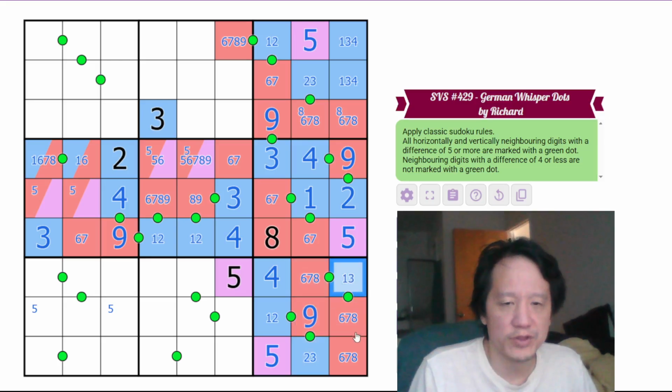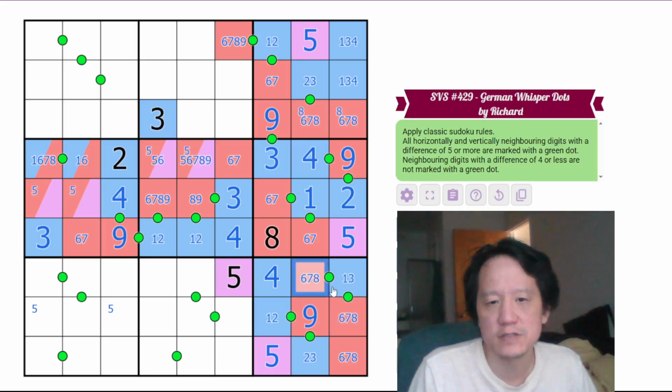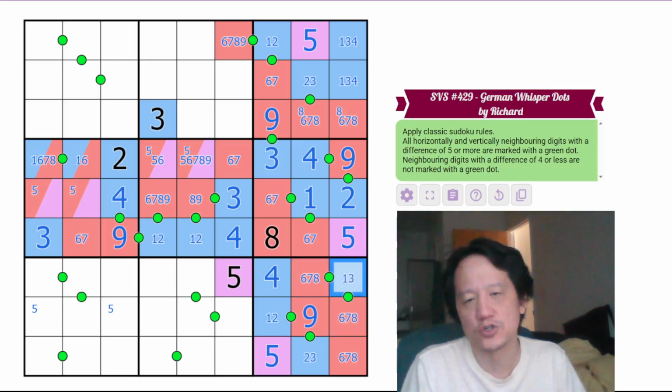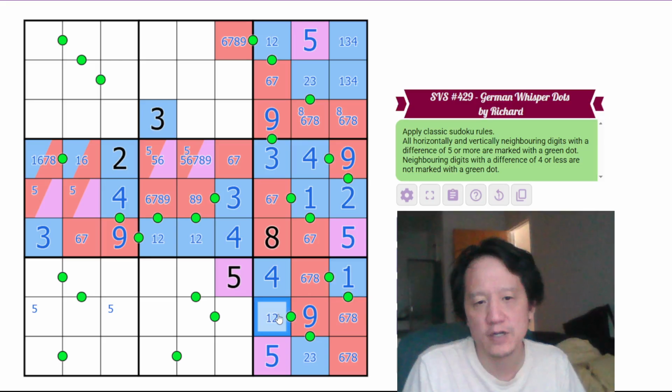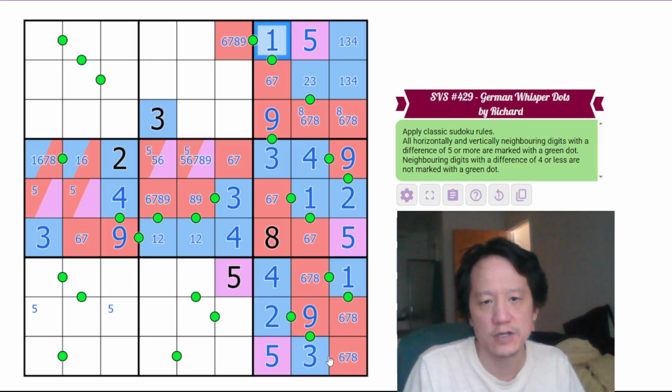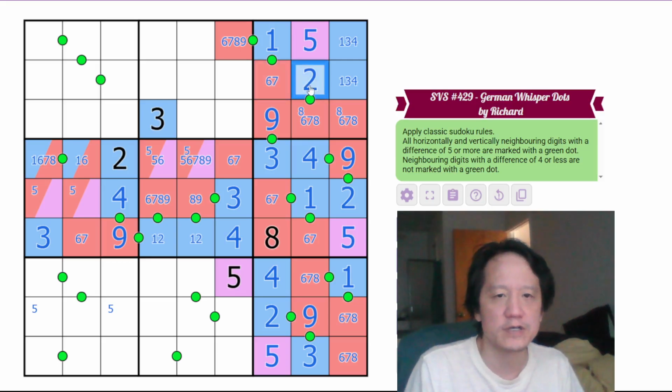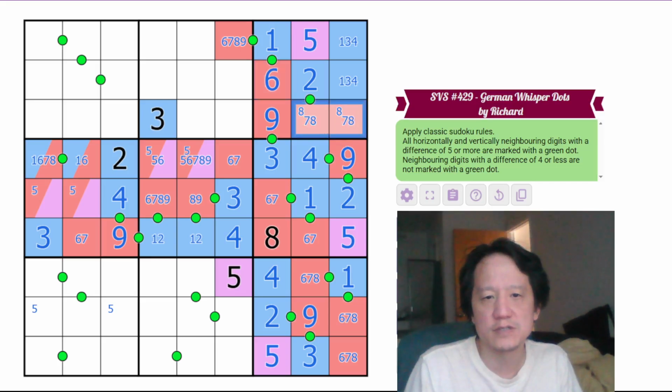This can no longer be 3 because if it were 3, it would be in between at least a 7, at most a 7 and 8. And 3 cannot be next to a 7 on a German whispered dot. So this is 1, which makes this 2, which makes that 3. 2 eliminates 2 here, so that's 1. This can't be 3, so this is 2. This can't be 2 and 7 because there would then be a green dot between them, so this is 6. None of these can be 6 then. None of these can be 1.